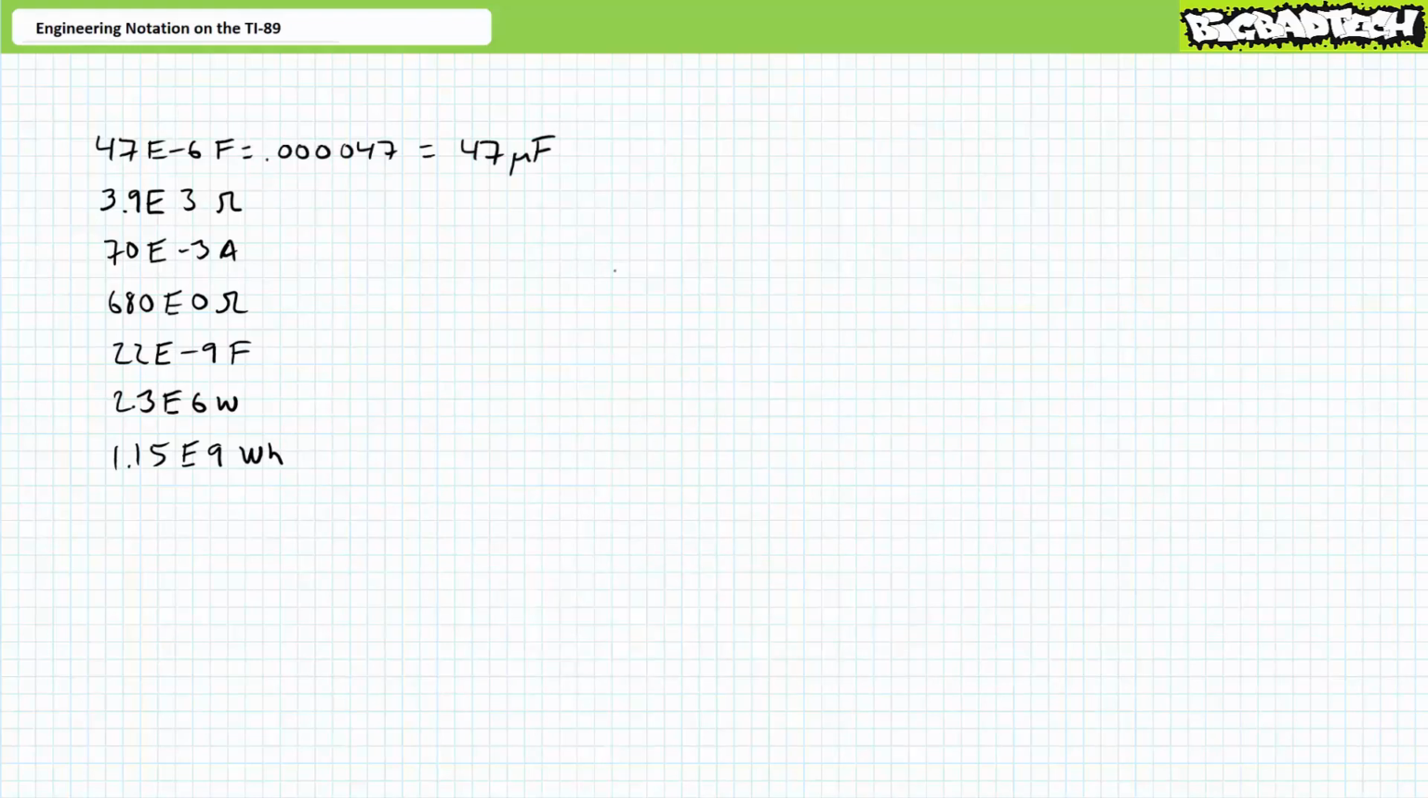47e negative 6 means take 47 and multiply by 10 raised to the negative 6, or 0.000001, which is 0.000047. If you're using engineering prefixes to represent this quantity, I could say this is 47 microfarads.